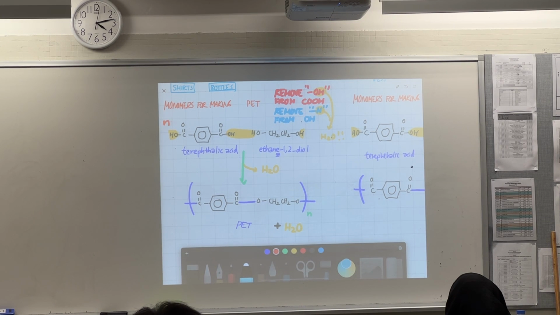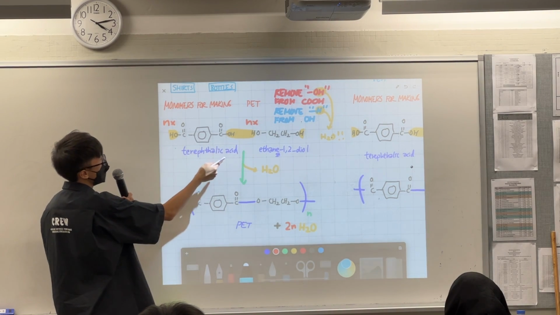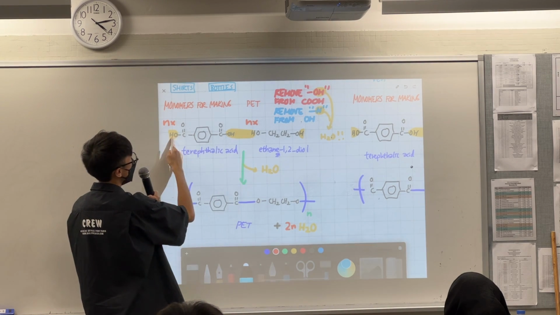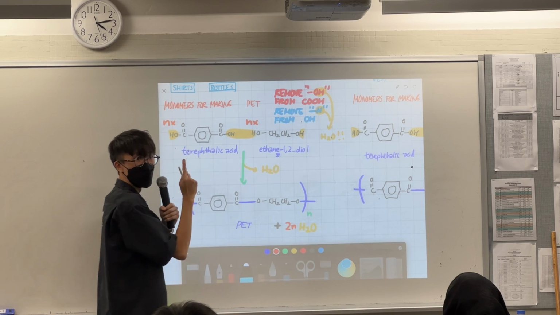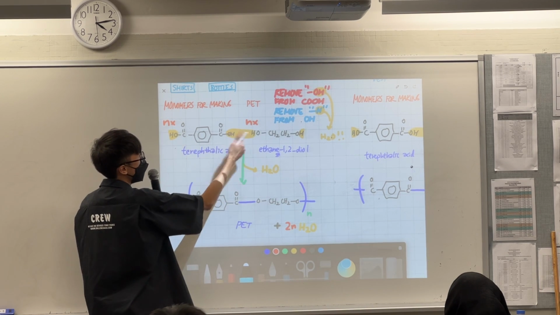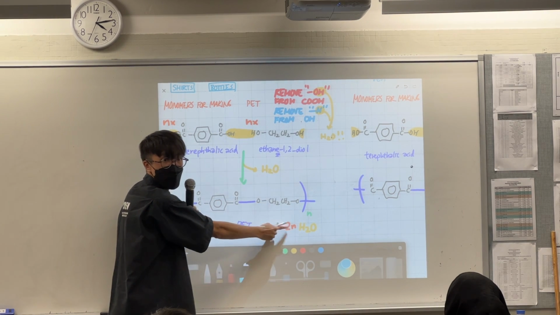So can you put down n times this monomer plus n times this monomer together will form 2n H2O. Why would they form 2n H2O when you have n of these and n of these? Now let me ask you. If you just forget about this monomer for a second, how many water can I get from this OH and this H? So this OH and this H will form one water, right? Yeah. And this OH and this H will form another water, right? So if you have n of each, it means you have 2n water resulting at the end.